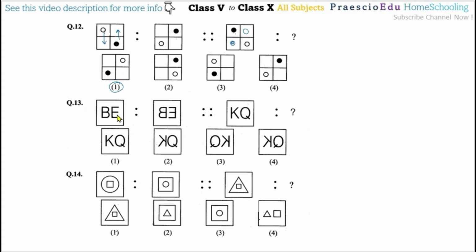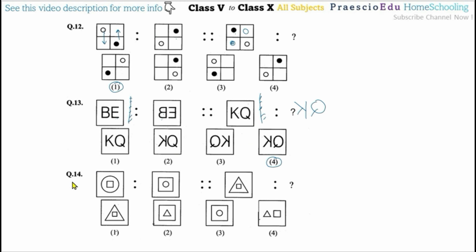Question number 13: the alphabet B and then E. After this, if you place the mirror here, B becomes a mirror image but the position will be the same, and the E is also a mirror image. Likewise, we have to keep the mirror here, and K will look like this, and Q will look like this. This is given in option number 4, without changing their positions.